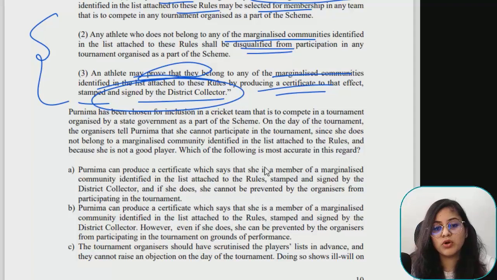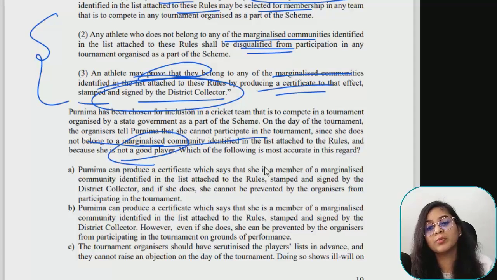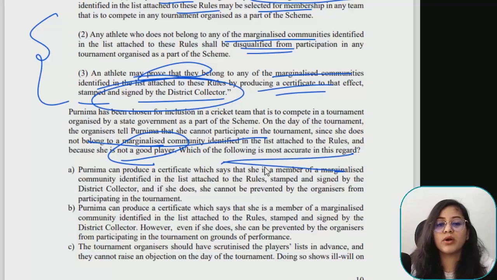Here the question is, Purnima has been chosen for inclusion in the cricket team to compete in the tournament. On the day of the tournament, organizers tell Purnima that she cannot participate since she does not belong to a marginalized community as per the list, and she is not a good player. Now we have to tell which is the statement that is most accurate. Here you will read the first statement, can produce a certificate, correct.